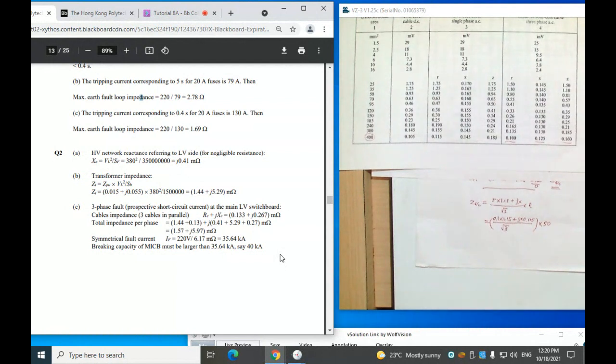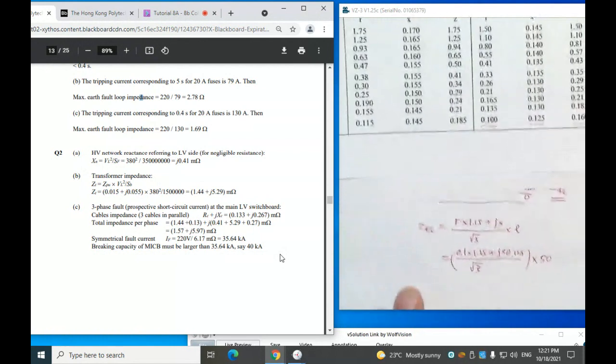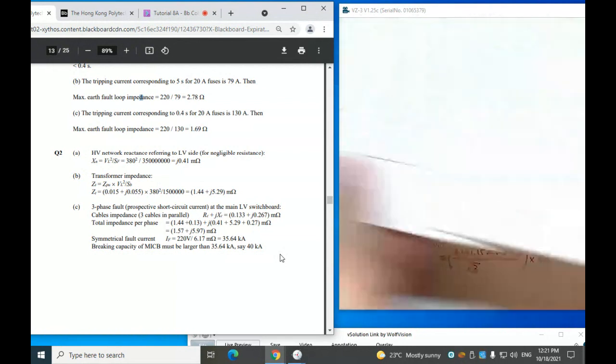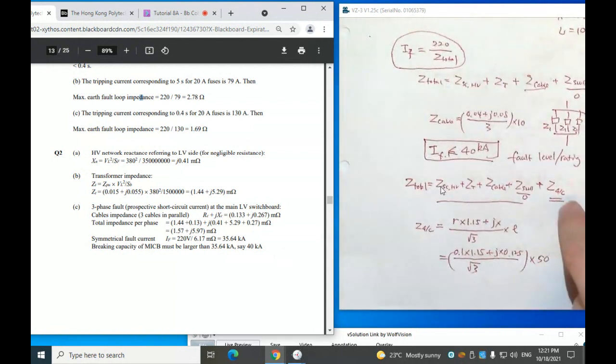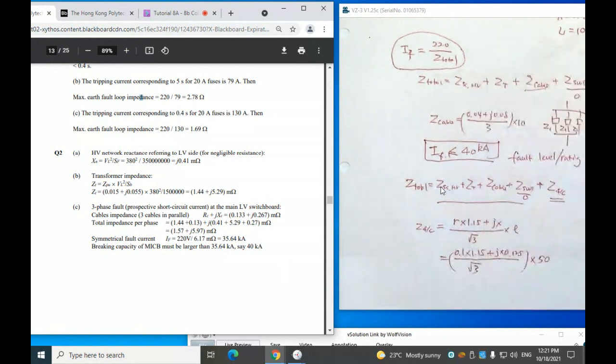So this is actually the result. I don't have a final answer, but you can calculate it by yourself. After you get the result, substitute it into the formula here, and then back to this one. Then you can find the three-phase fault current at that point.